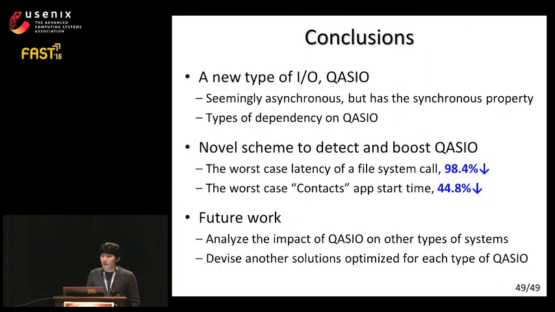In conclusion, we introduced a new type of I/O, QASIO, and our novel scheme to detect and boost QASIOs for minimizing file system call latency. In our evaluation, the worst-case latency of a file system call and worst-case FSR time are improved. For future work, we are planning to continue investigating other types of systems, including server environments and low-end mobile systems. We will further fine-tune our solution, separately optimized for each QASIO dependency type.